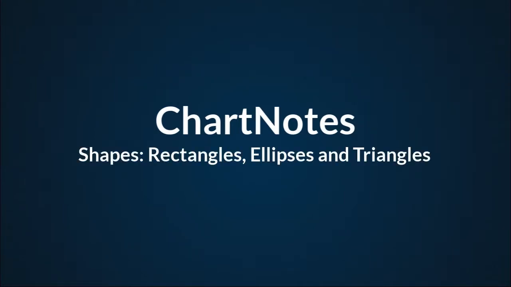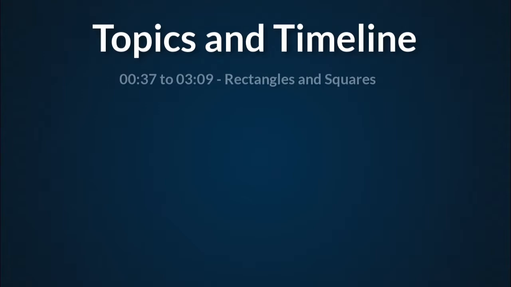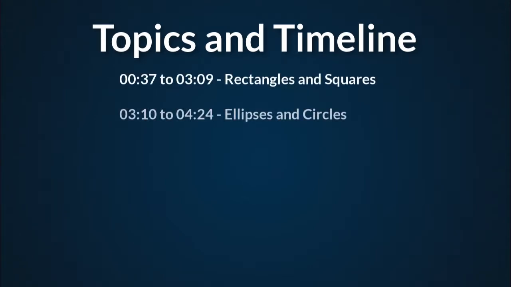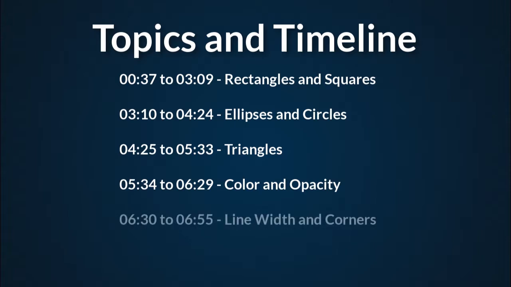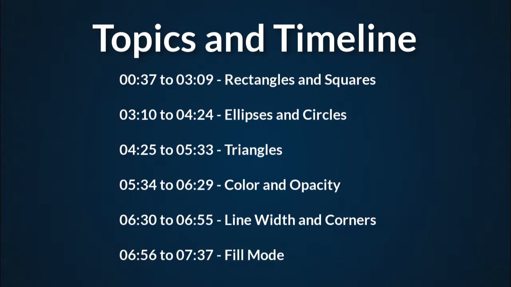This instructional video will show you how to use shapes in your annotations. Here are the topics in the timeline for today. We'll start with drawing rectangles, squares, ellipses, circles, and triangles. And then we'll show you how easy it is to duplicate and modify those shapes. We'll show you how to change the colors and the opacity. We'll show you how to change the thickness of the lines and to add rounded corners or sharp corners. And finally, we'll show you how to adjust the fill mode.